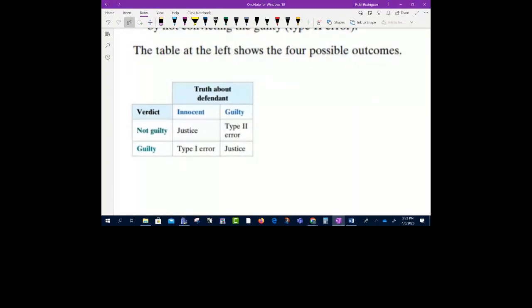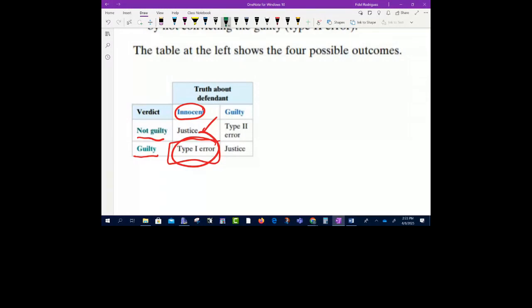Truth about the defendant. Suppose Paulo was innocent, and we voted not guilty. We would say, hey, justice was served. It wasn't him, right? He should not be held accountable. But if he was innocent, but he was found guilty, that's what we would call a type 1 error. In the legal system, y'all, we try to avoid that as much as possible. We do not want to send innocent people to prison. It happens, but we don't want to do that. This is the type of error, at least in the legal system, that we say is a bigger problem.